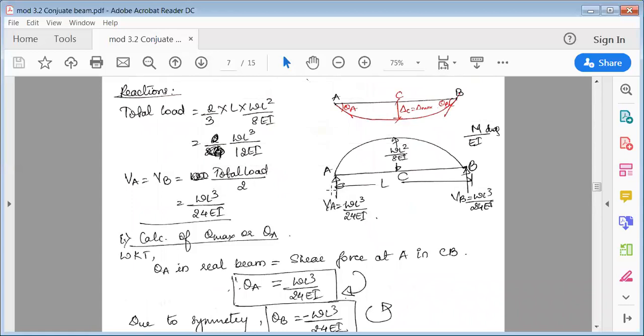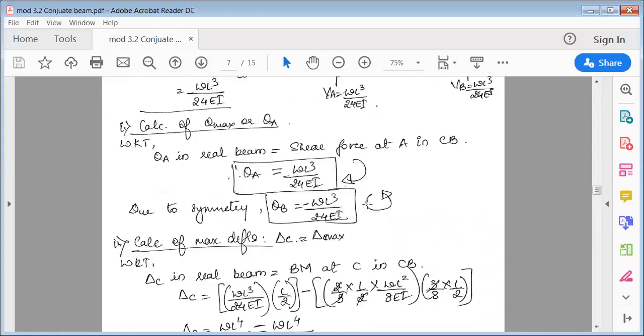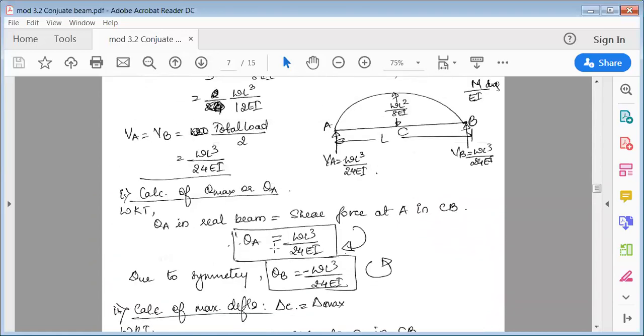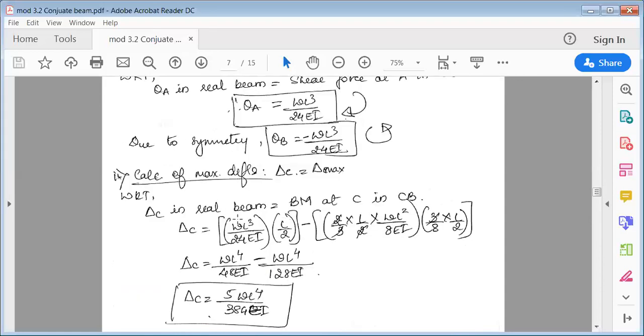Now, to the left side of C, there are two loads acting. One is this VA, so VA into its perpendicular distance. Then the area between A and C, this parabolic curve area, into its perpendicular distance. So write this: wL³ by 24EI, that is VA. Now, VA is going clockwise, so the sign would be positive. The perpendicular distance is exactly half, that is L by 2. So it is wL³ by 24EI into L by 2, with positive sign.